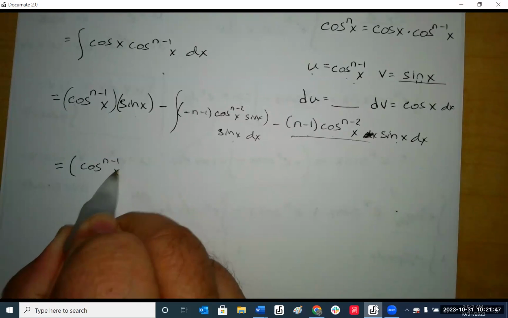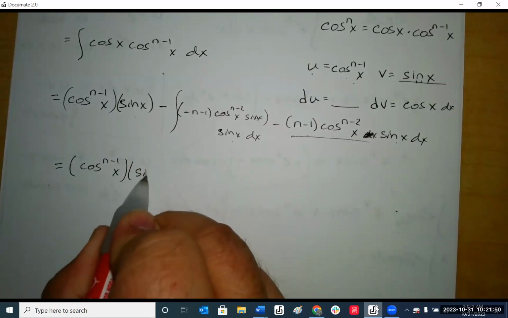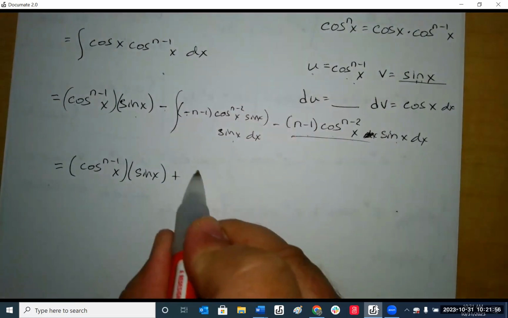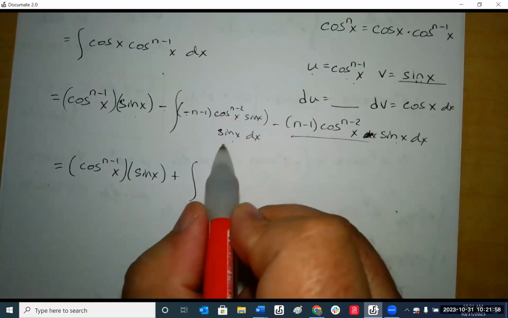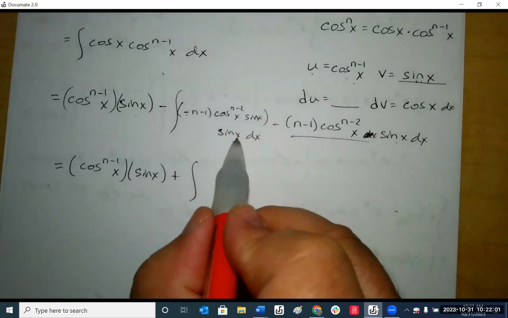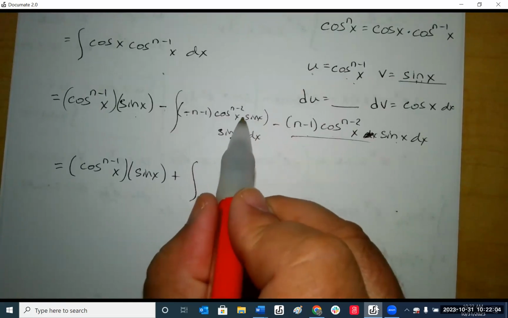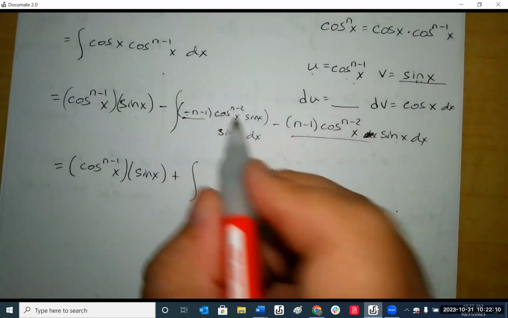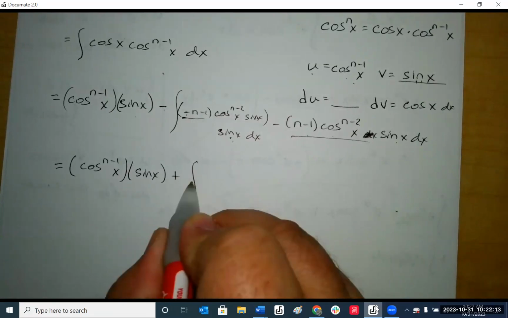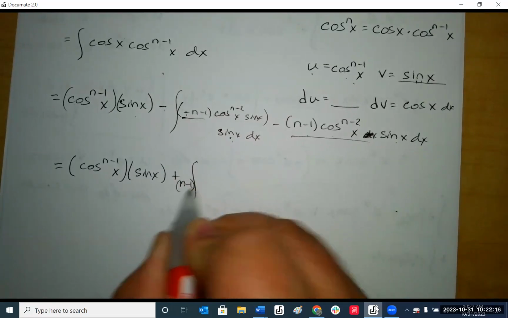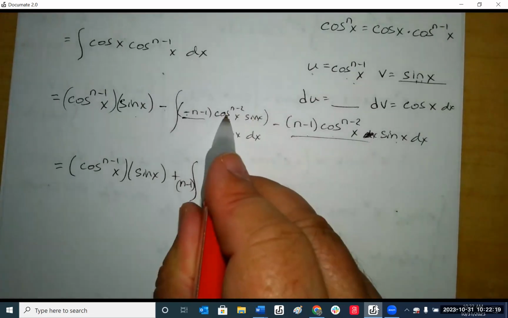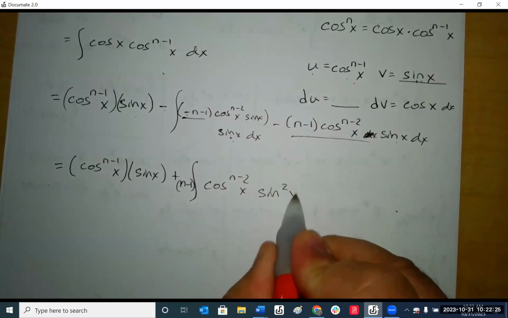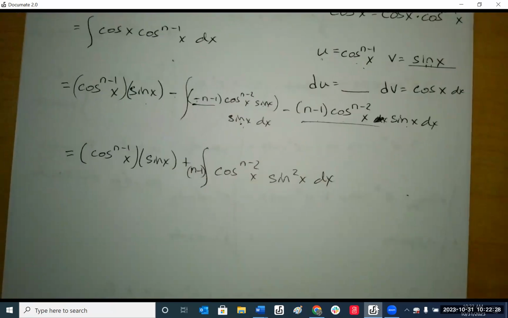All right, now we can go. Cosine n minus 1 x times sine x. This negative and that negative makes it a positive. So now what we can go ahead and do is distribute. Well, the n minus 1 is a constant, so we'll put the n minus 1 out in front here. So we have sine, sine, cosine. So it's cosine n minus 2 x sine squared x dx. Okay, now it's gotten smaller.